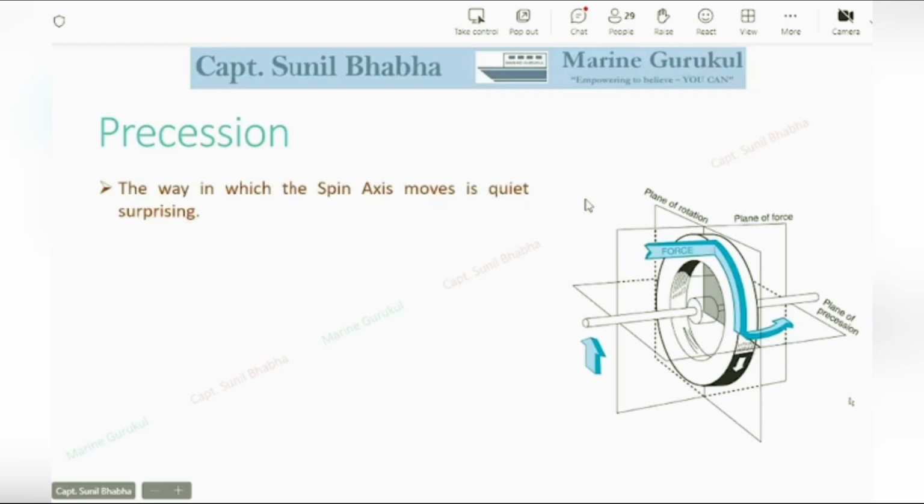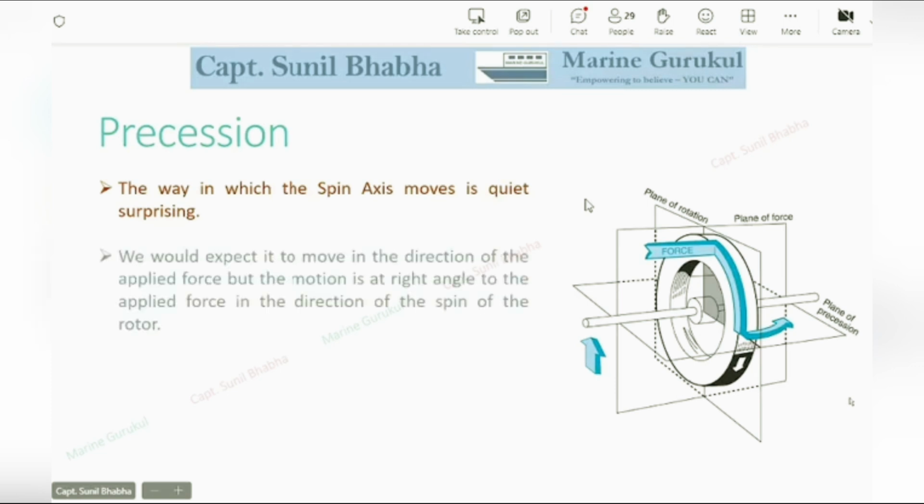Now going further in gyroscopic precession, we will try to understand it from diagrams. The way in which the spin axis moves is quite surprising. We would expect it to move in the direction of the applied force. That is how normal bodies move.